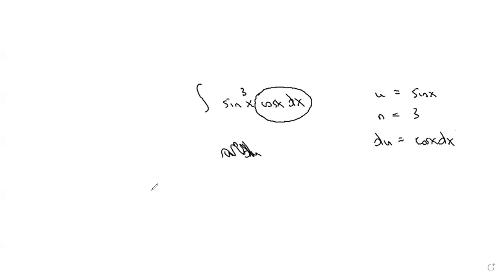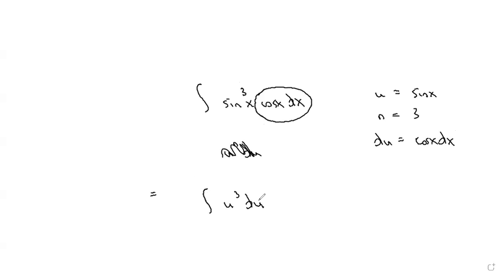So in this case, let's see. Maybe for further illustration, let's just write everything in terms of u. So this is in the form integral of u to the 3 du. So that's the form that it's in. So far, so good. And now let's just apply the formula. So let's add 1 to the exponent and divide by that number.